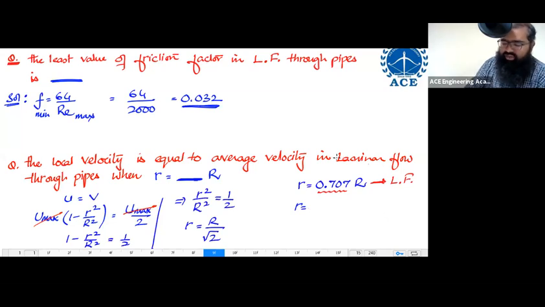If the same question is asked, removing laminar flow, he's saying turbulent flow. Same question, the whole wording is the same, only laminar removed and turbulent written. Then what should the answer be? You have 0.707, make it 0.777 capital R. This is going to be the answer in the case of turbulent flow. We did not discuss turbulent flow, but still I'm giving you the answer now because it is easy to remember. 0.707 in laminar, 0.777 in turbulent. Those who are preparing for IES, better remember all these three answers.